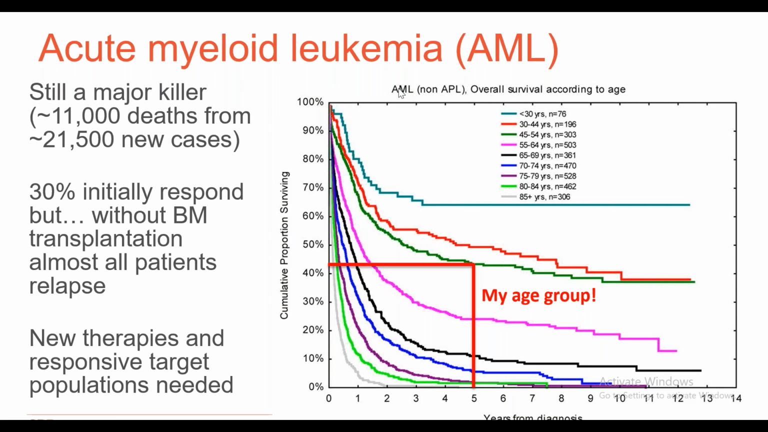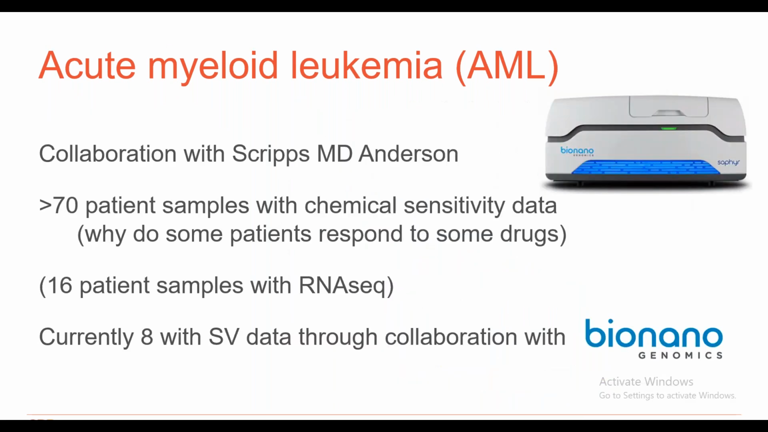Approximately 30% of people will initially respond to the drug treatment, which is cytarabine and idarubicin. It's horrible traditional chemotherapeutics. But without bone marrow transplantation, almost all these patients will relapse. So there's a definite need for new drugs or repurposing of extant drugs, and also to identify target populations that may respond to these treatments.